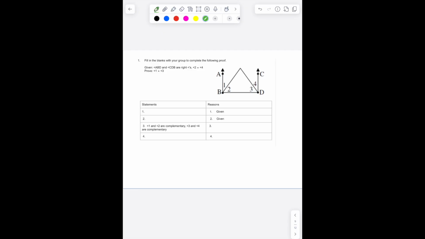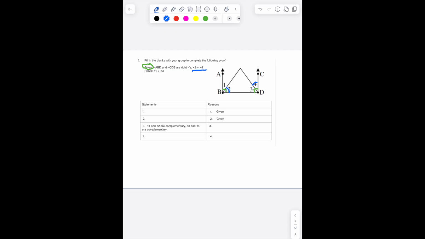So if we take a look at the given information, they tell us that angle ABD and angle CDB are right angles. So I'm going to just put that into the diagram. Always a good idea to mark your diagram. And we're also told that angle 2 is congruent to angle 4. I'm going to put that one actually in a different color so we could see it better. Angle 2 is congruent to angle 4. And our goal is to prove that angle 1 is congruent to angle 3.